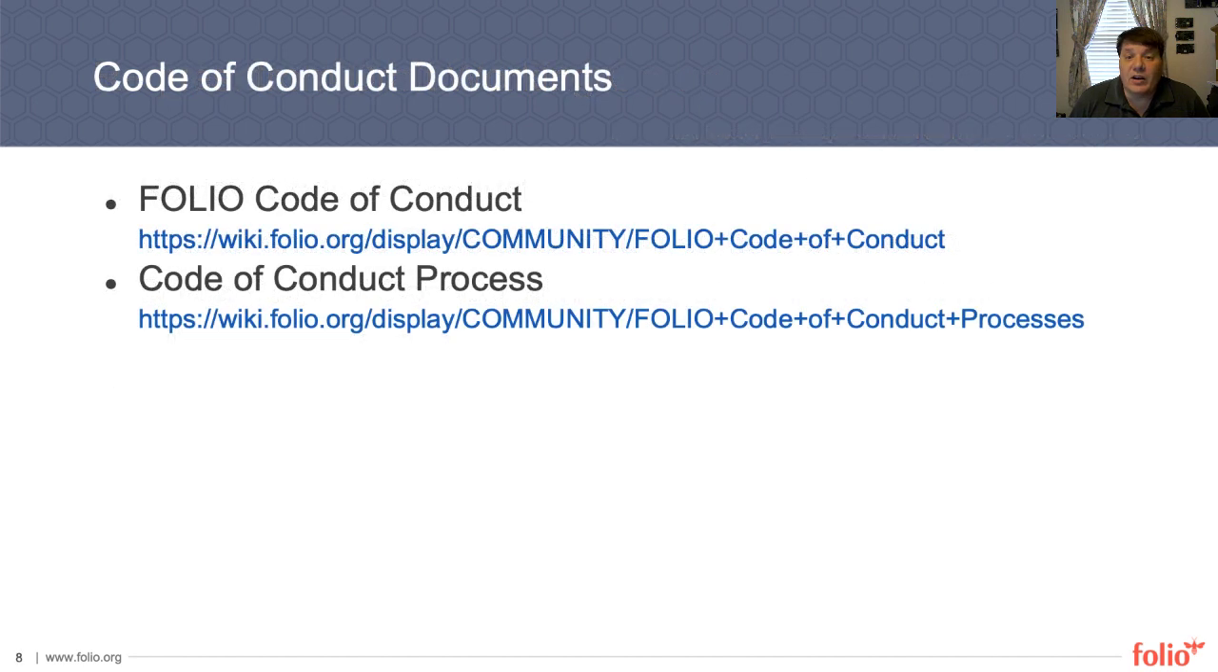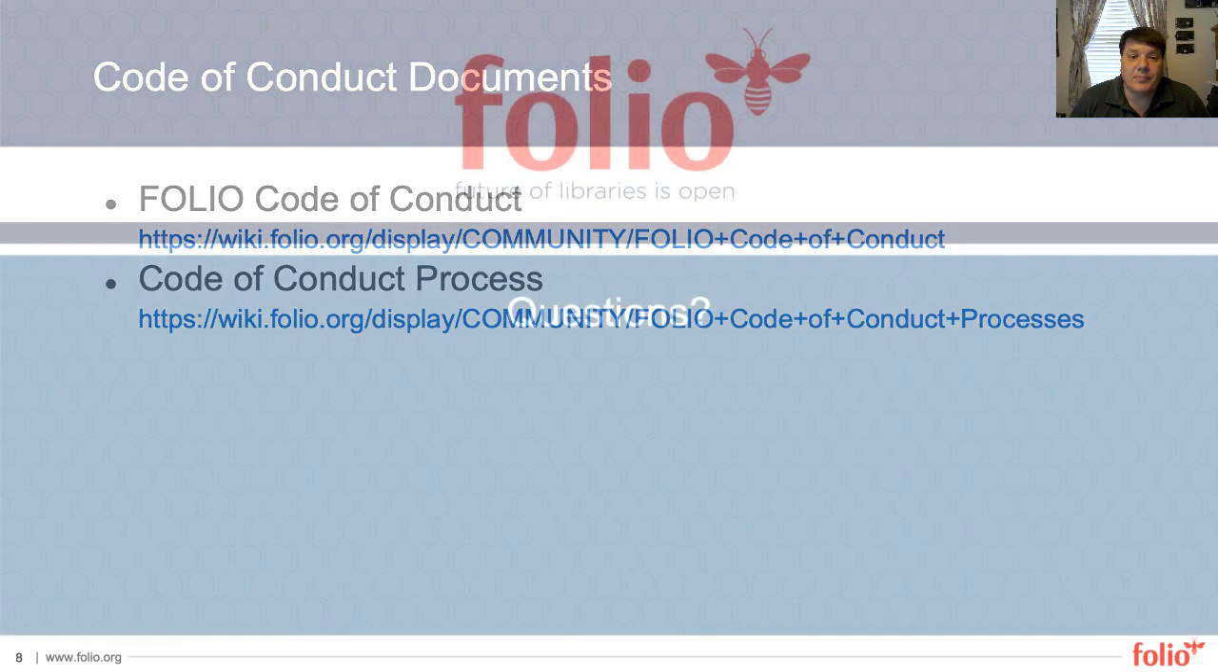The Code of Conduct is on the FOLIO Wiki, and when it is endorsed by the FOLIO councils, it will be added as a link to the headers that are on top of many of the FOLIO websites. The process document is mostly complete, and the working group anticipates that the first group of community support volunteers will complete and post the process document to the Wiki.